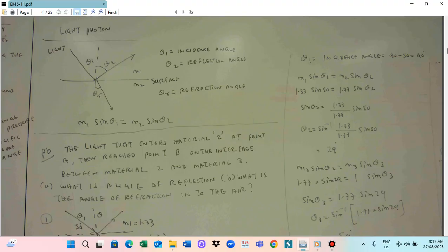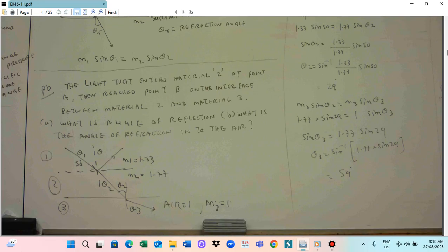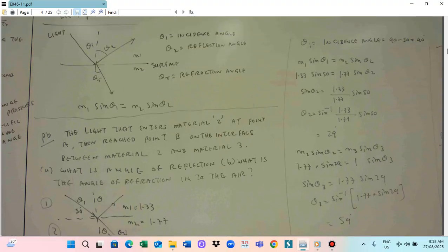So 50 degrees. They hit material 1, pass into material 2, and finally go into material 3, which is air. In this case, the refractive index of material 1, N1, is 1.33, and N2 is 1.77. For the air, N3 is equal to 1. So firstly we have to calculate the incident angle theta 1. Theta 1 is the incident angle.